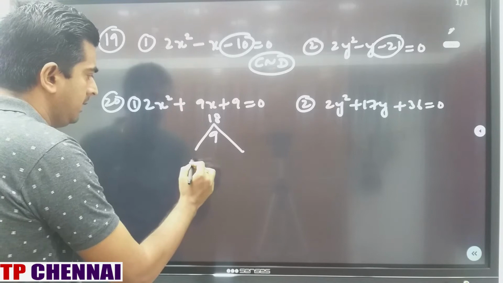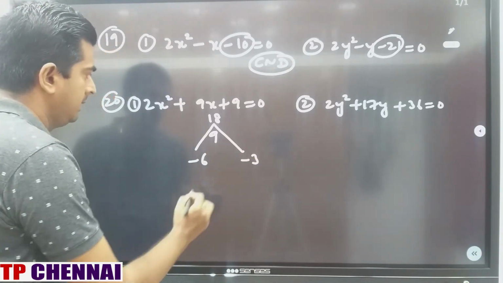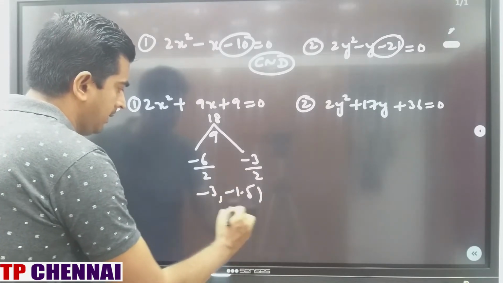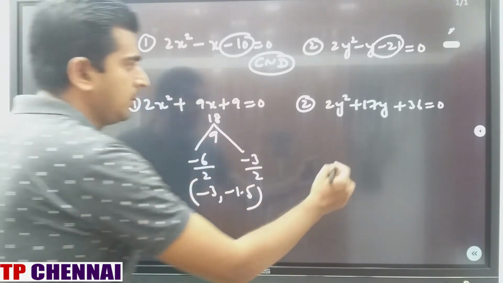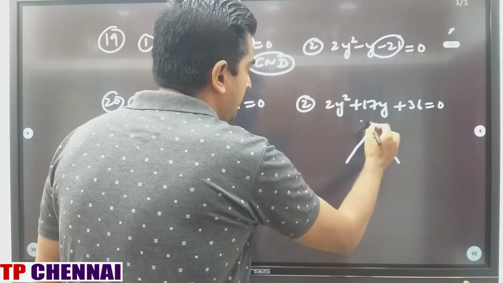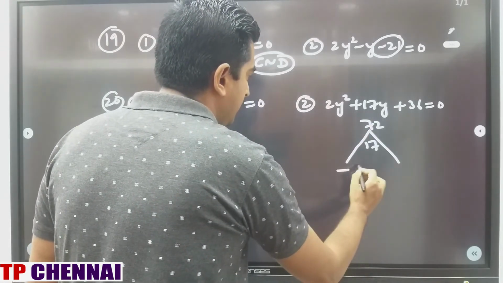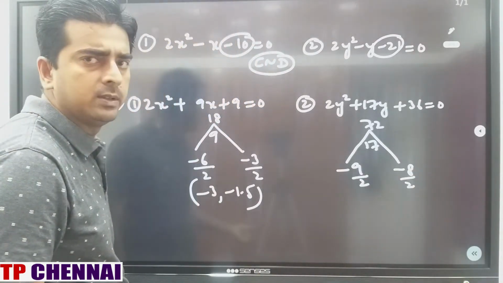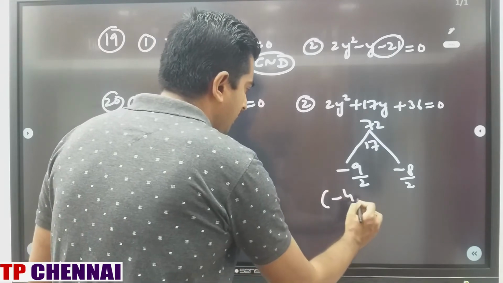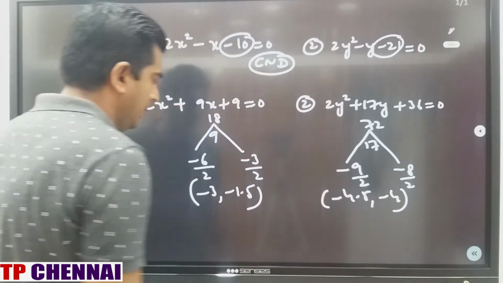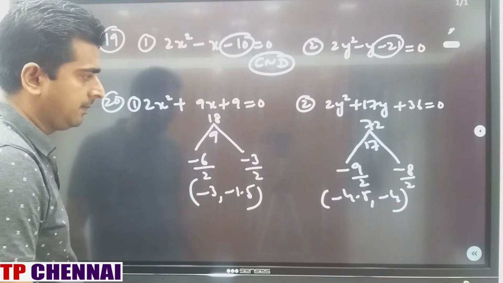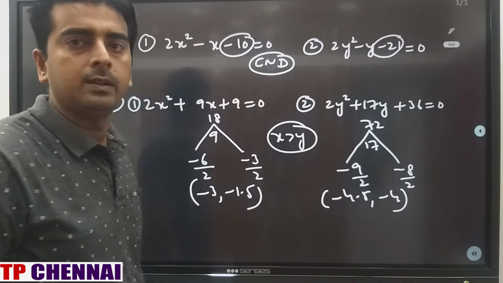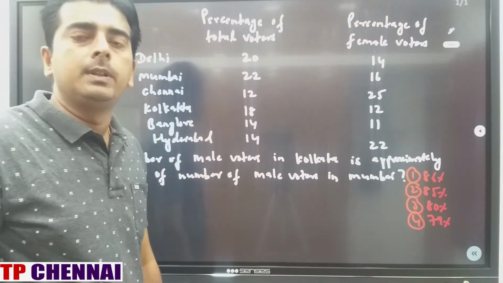So my roots will be minus 6, minus 3 divided by 2 divided by 2. This is minus 3, this is minus 1.5. Right? What about here? 72 and this is 70. So the final answer is minus 9, minus 8 divided by 2 divided by 2. Anyway, the division by 2 is on both sides, it won't create any impact. Minus 4.5, minus 4. Compare x and y. So what is the answer? x greater than y. My answer is x greater than y. So I hope you are clear with quadratic equation.